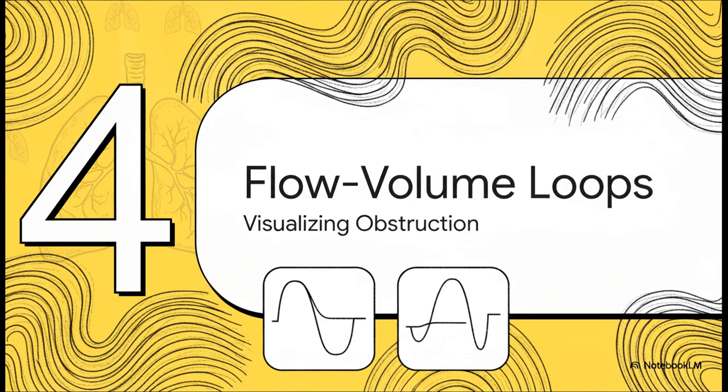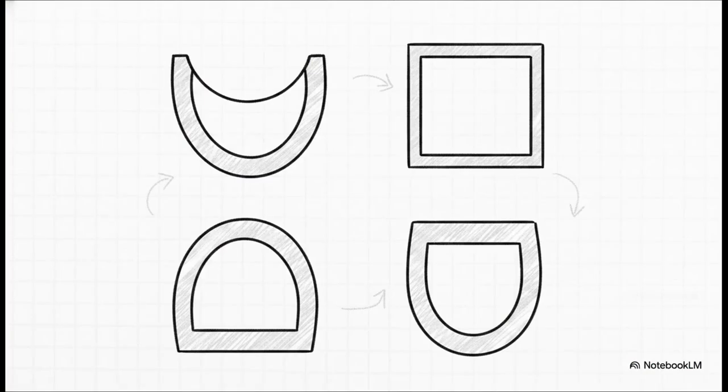Section 4, decoding flow volume loops, visualizing the fingerprints of airway obstruction. These loops basically plot airflow rate against exhaled and inhaled volume. I want you to visualize these loops as unique fingerprints for specific pathologies. For a lower airway obstruction, something like asthma or COPD, you're going to get this highly characteristic, heavily scooped out, concave expiratory curve. But what if it's a fixed upper airway obstruction, say a massive goiter or tracheal stenosis?